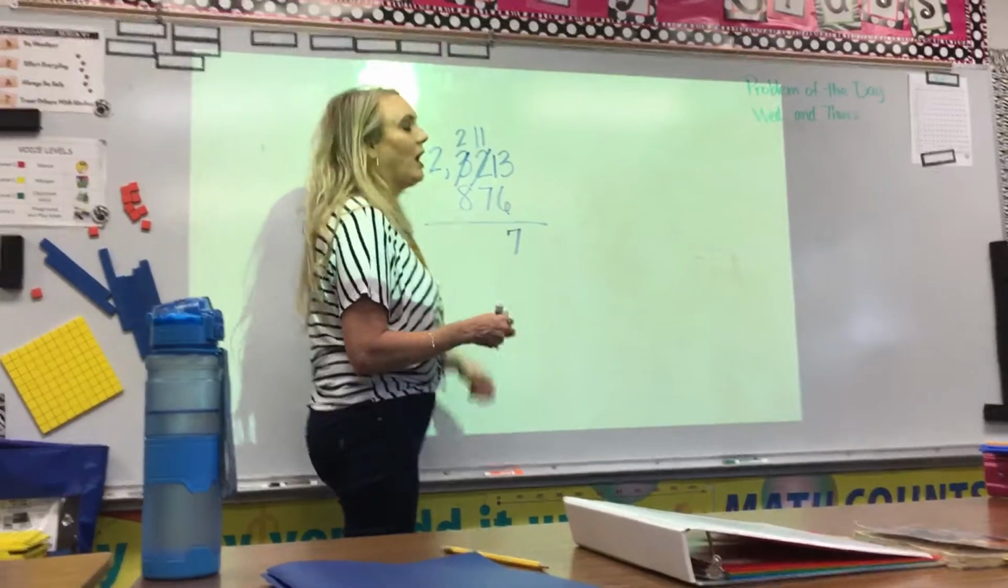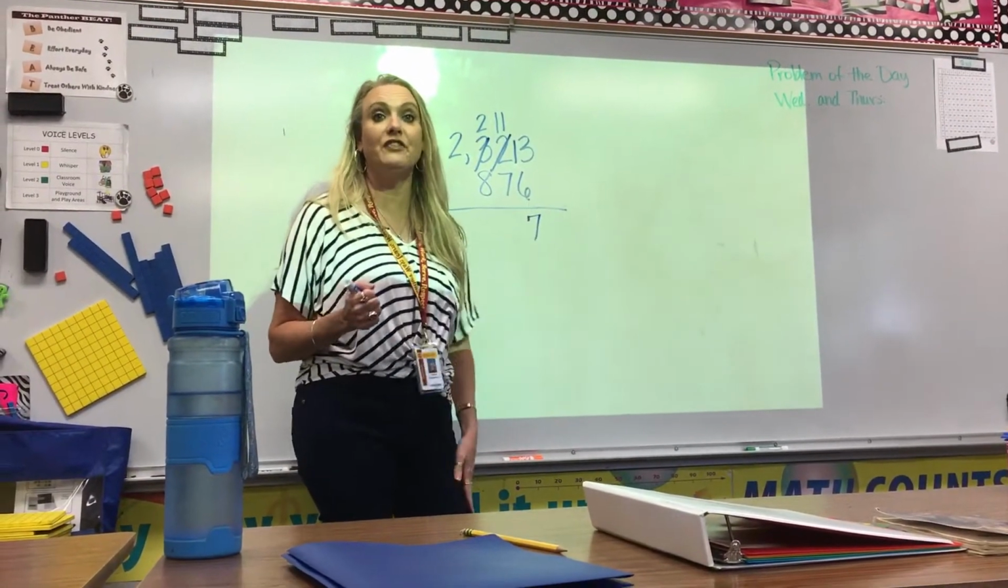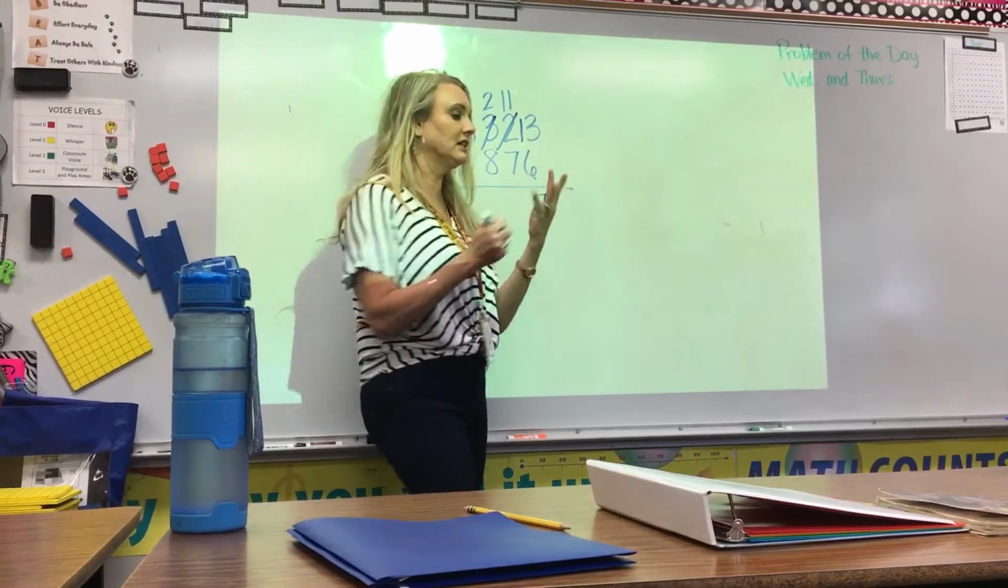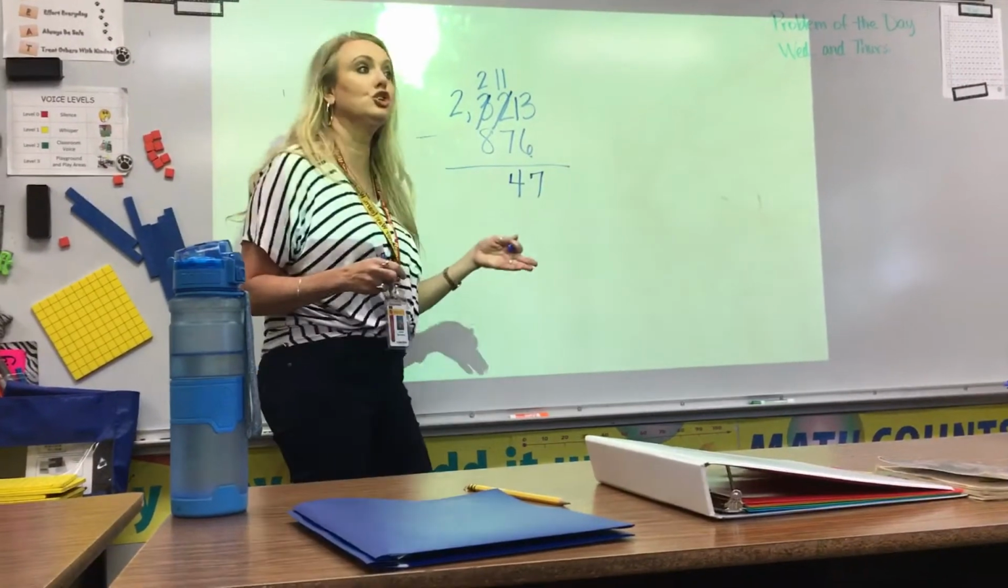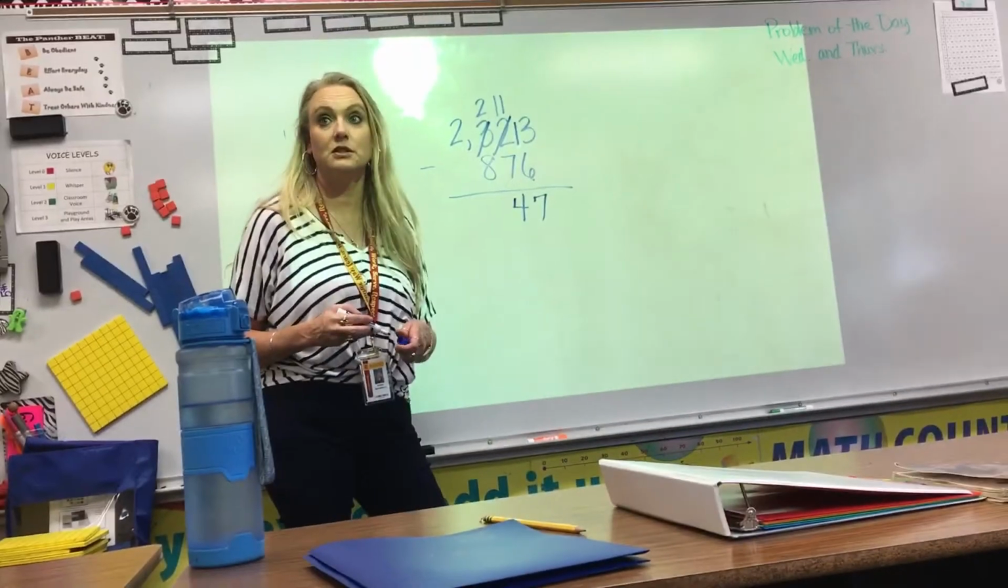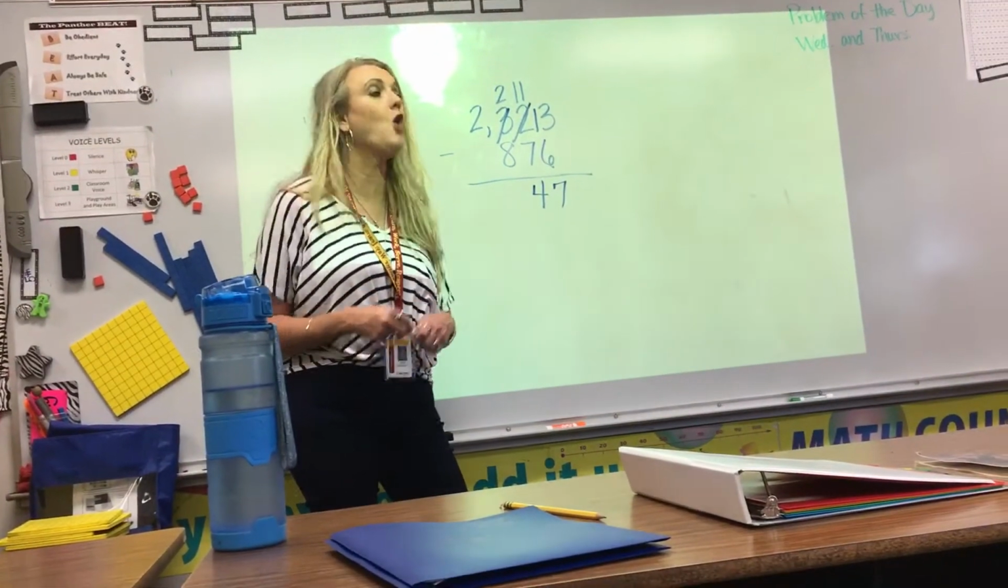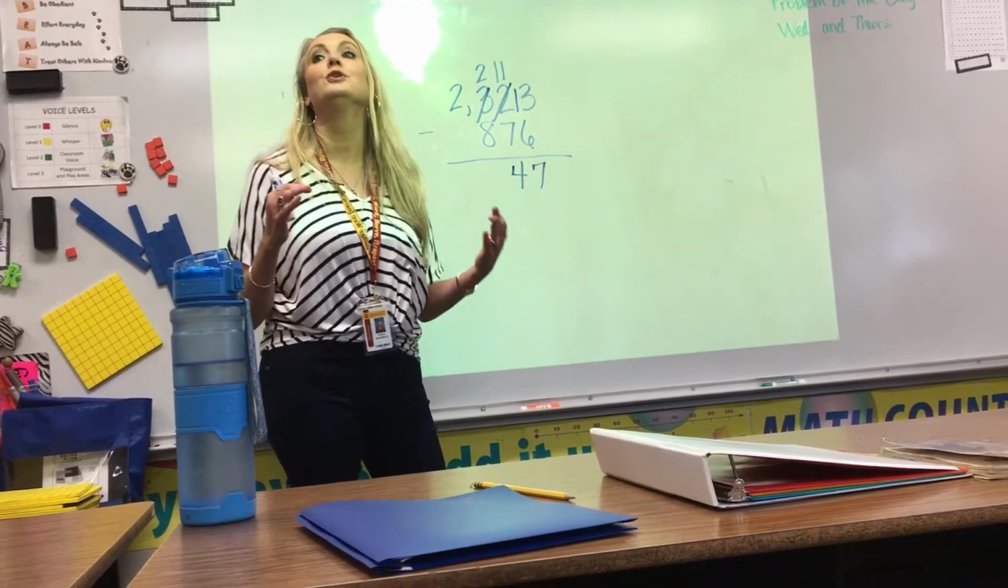Okay? So, I do the counting up way. 7, 8, 9, 10, 11. So I get a 4. Go back and look, 2, take away 8. Can I do that? No, it is very, very rude.